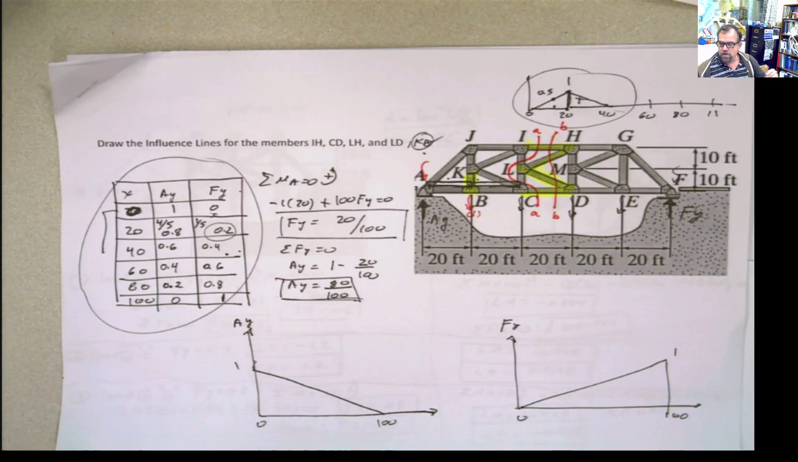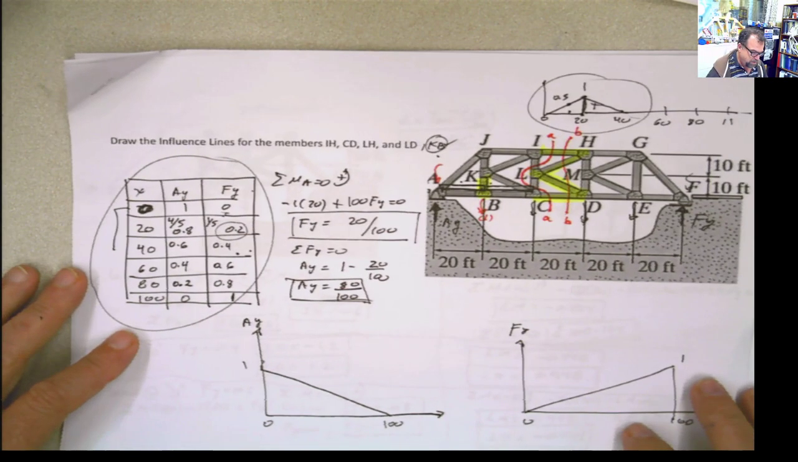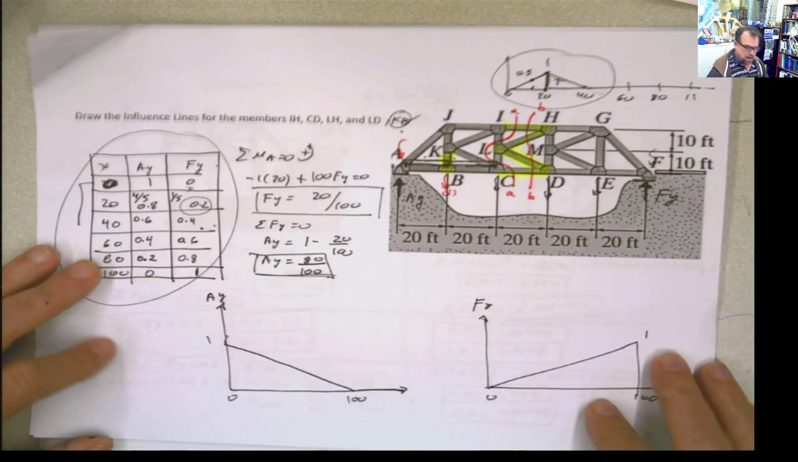Hello guys, for this video I want to study the effect of a series of concentrated loads in a more real life scenario for a truss. But the truss is going to be the one that we just did before in another video. I don't remember what the video was, but I'm going to show it to you right now. So this is the example that I did before for you guys.